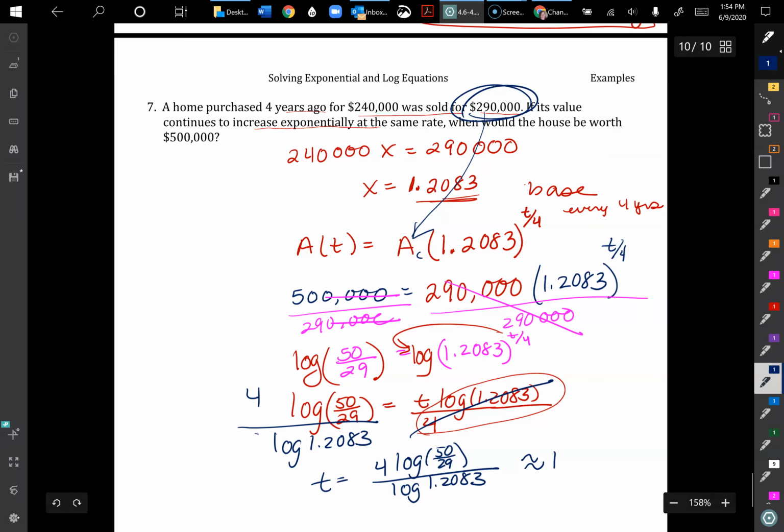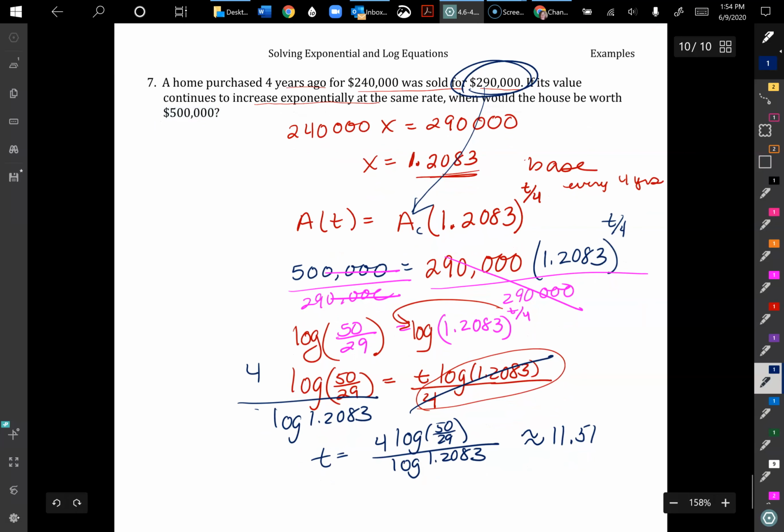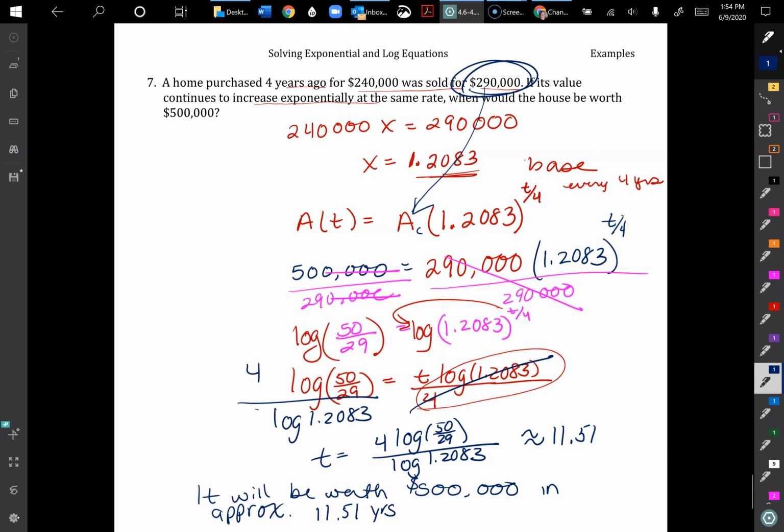So that comes out to be about 11.51. So we will say it will be worth $500,000 in approximately 11.51 years from now. You could say 11 and a half, or you could round up to 12 years to be safe, right? If you're doing to the nearest year. So you have to kind of think about that.